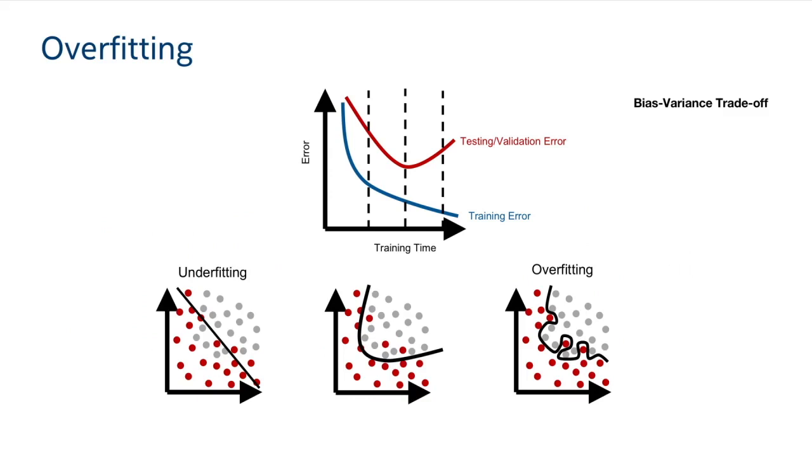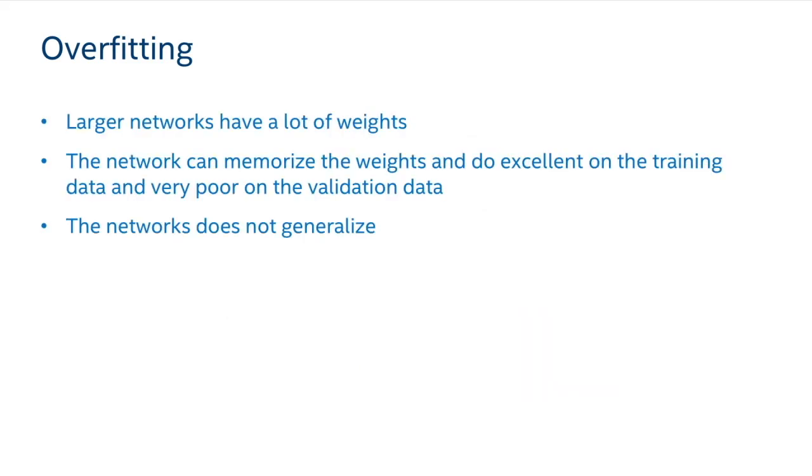The graph on the left shows what underfitting would look like when the machine learning algorithm cannot capture the underlying trends of the data. In this case, the testing error and training error would be both high. The middle graph shows a well-trained model. The testing and validation error is at a minimum, and the training error is relatively low. On the other hand, the graph on the right shows overfitting, where the training error may be lower, but the test error is higher. Overfitting can be an issue with larger networks, as they have lots of weights.